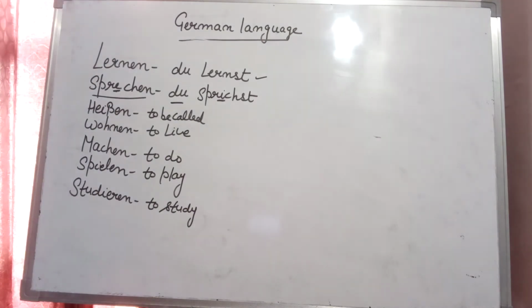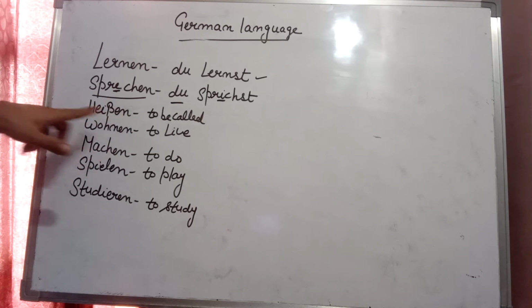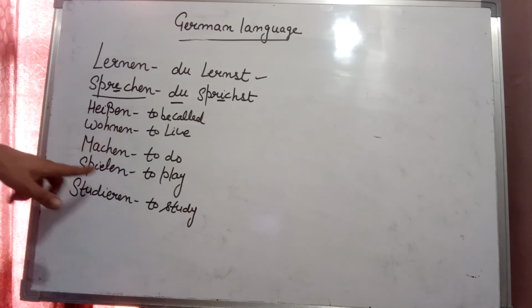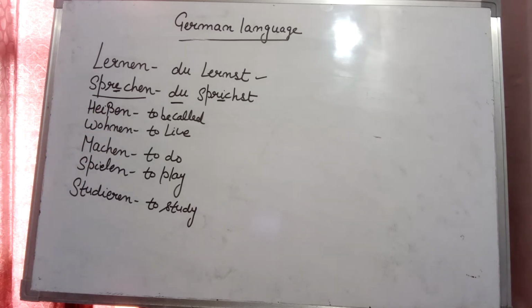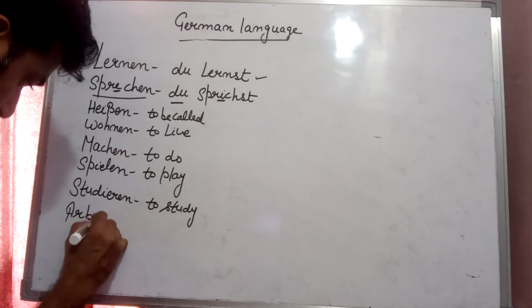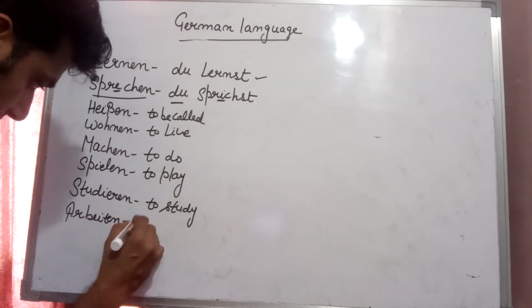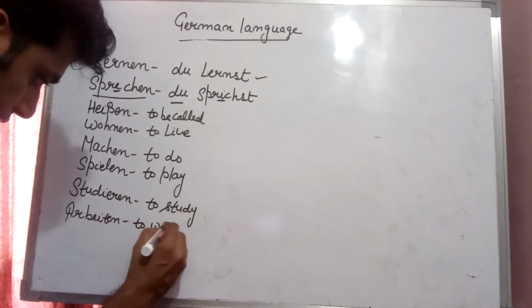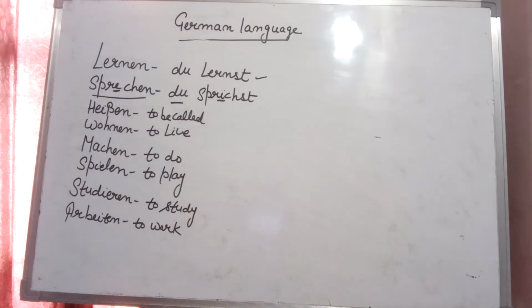Studieren is to study. So here we have lernen, sprechen, heißen, wohnen, machen, spielen, studieren. Is it clear to you? The next verb we have is arbeiten. Arbeiten is a verb to work.